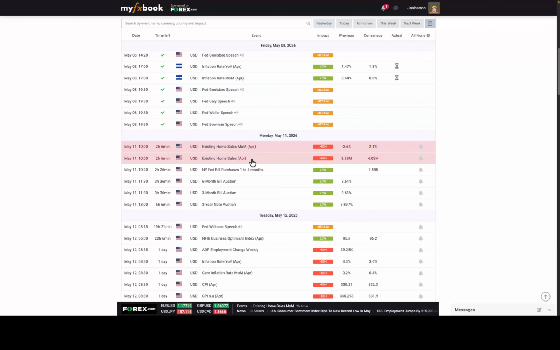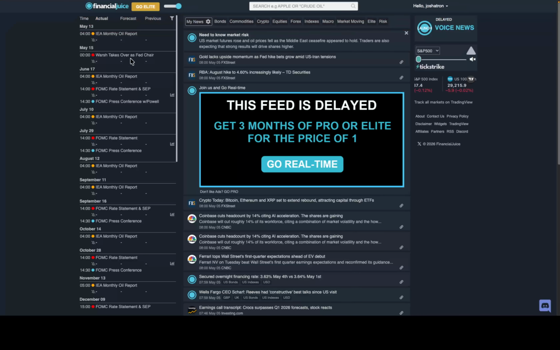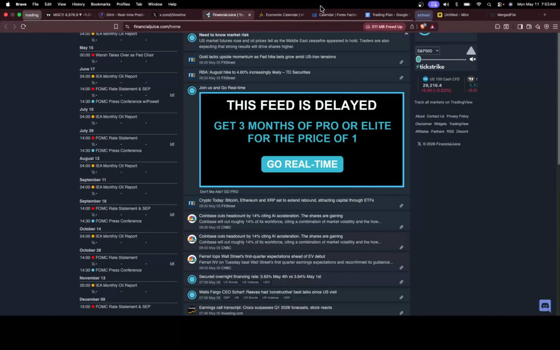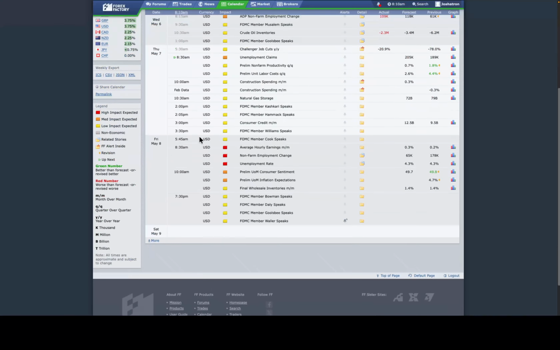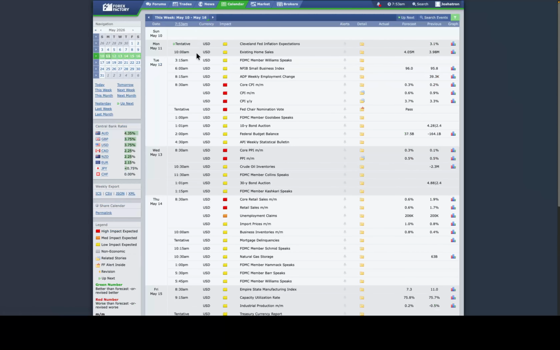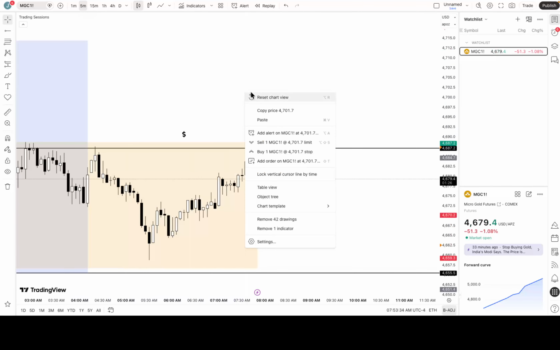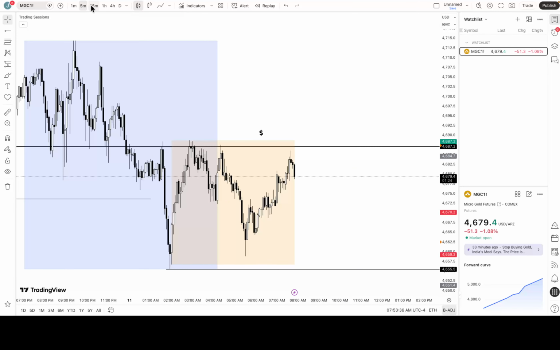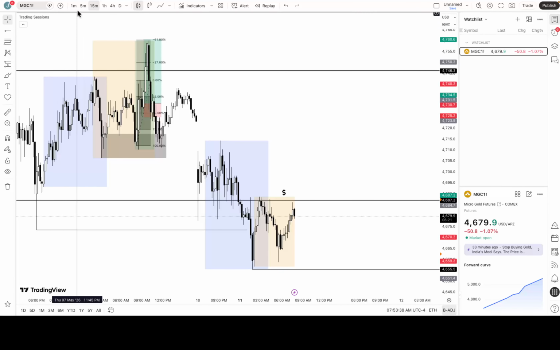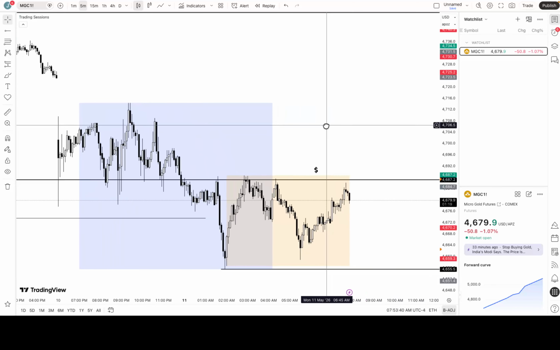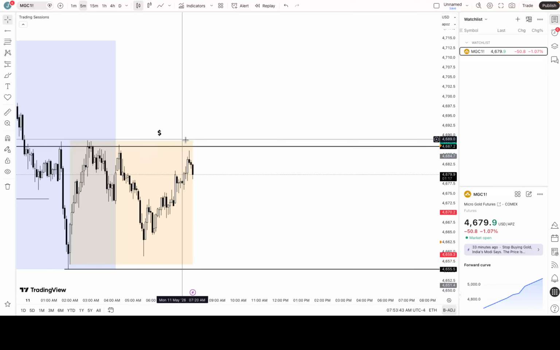Let's see fundamentals. Don't have too much stuff. 11, nothing here. 11, tiny bit of stuff, but nothing crazy. So yeah, we're gonna see what happens. Definitely looking for that liquidity sweep though, 100%. But yeah, we'll be back soon.